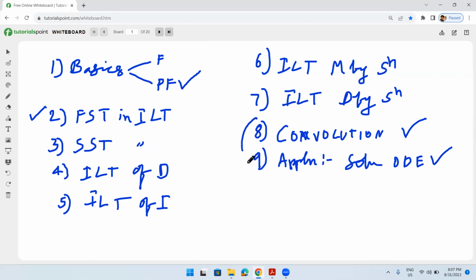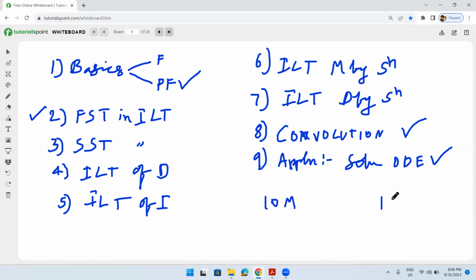And mostly the 8th and 9th topics, convolution theorem and solving of ODE. I've never seen a question paper without one of these two topics. Without convolution theorem and without applications of solving ODE, I've never seen a question paper. Any one of them, 8th or 9th, will definitely come in the exams. If you learn these two topics, 8th and 9th, 10 marks guaranteed.